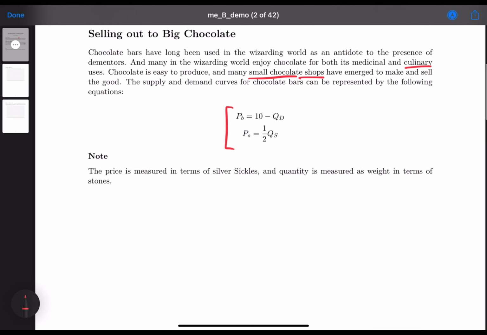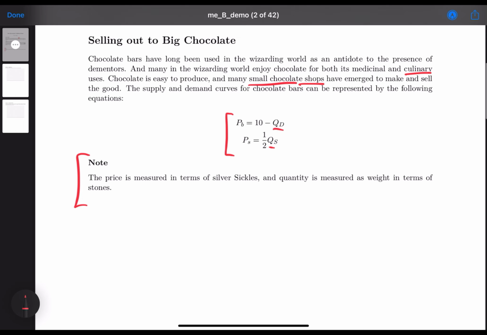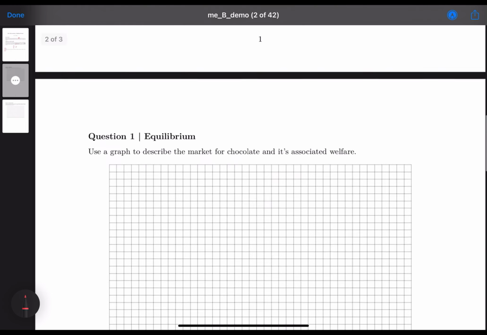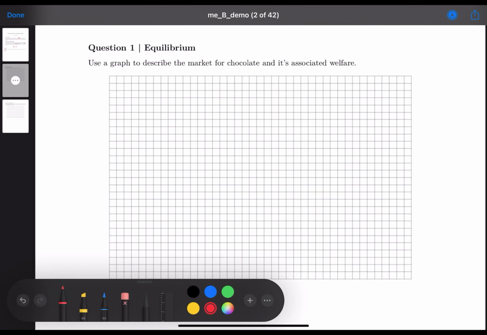So we have price for the buyer and quantity demanded, and then price for the seller and quantity supplied. And then there's a little bit of a note here about the units we're using. Okay, so that's the main setup. When we jump down to question 1, we're asked to use a graph to describe this market for chocolate and talk about its welfare.